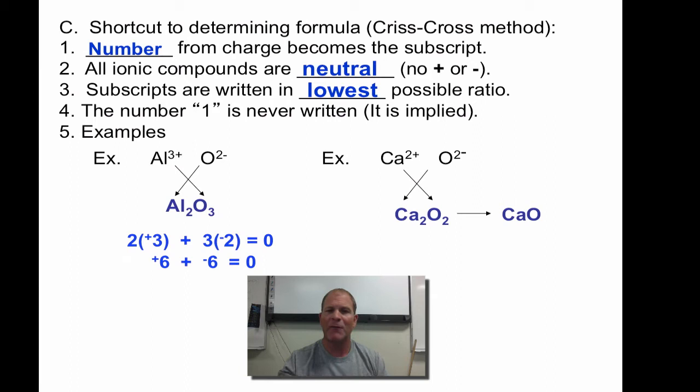Now one thing you have to be careful about with the crisscross method: when you bring down the crisscross and you check it and you realize, oh, it's a +2, -2, I just have to bring them together in the 1-to-1 ratio. If you do the crisscross method and you end up with a 2-to-2 ratio, remember what I said in statement 3 up above, they must be in the lowest whole number ratio. So you must simplify it down to CaO.